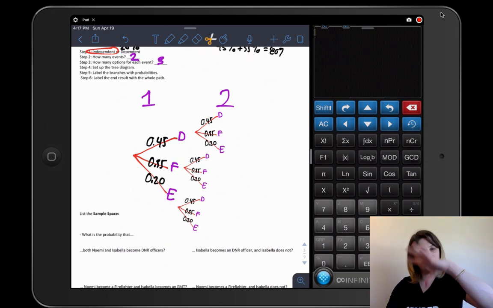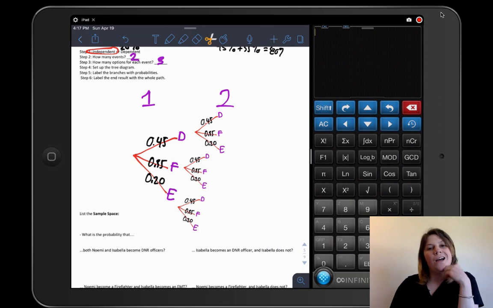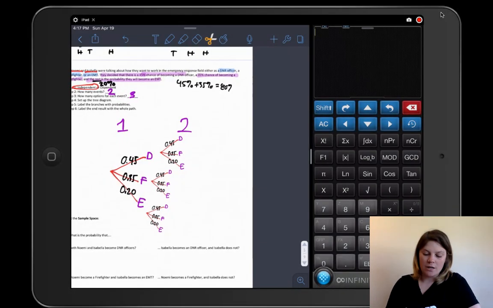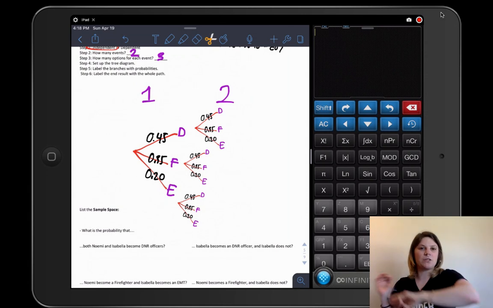So notice we have 2 columns, but every single branch has 3 branches on it, right? Every single event has 3 options. And so hopefully you did not do 2 people and then 3 off of each. Each branch should have the same number of branches on it. Each event should have the same number of branches on it.